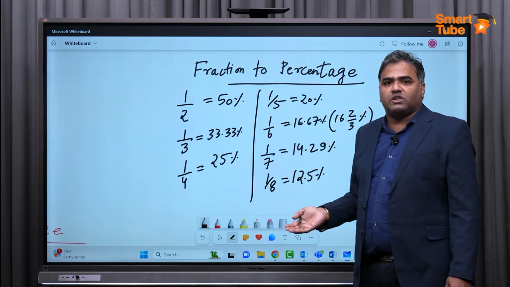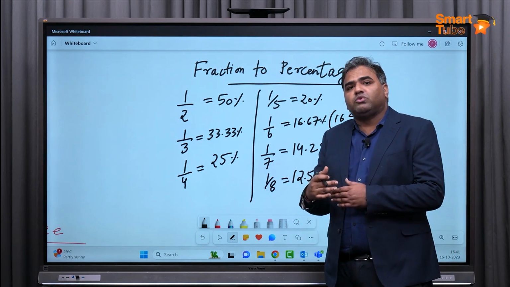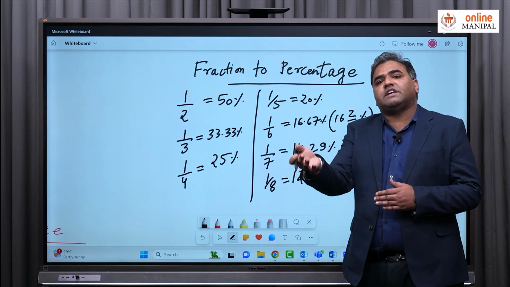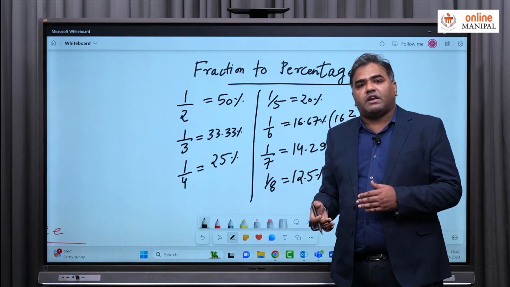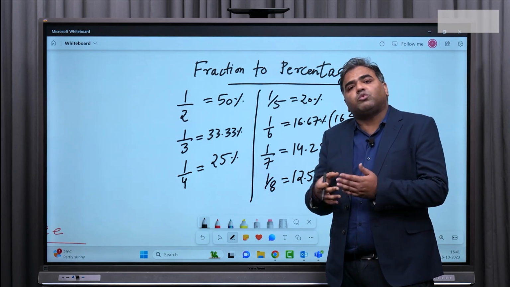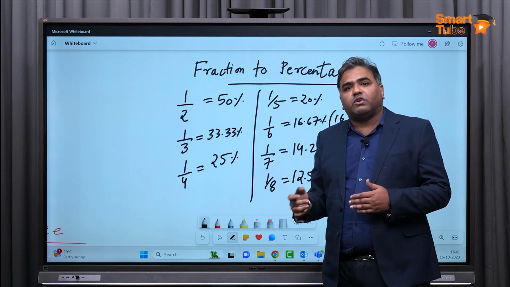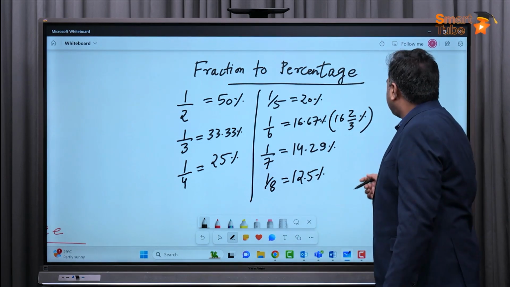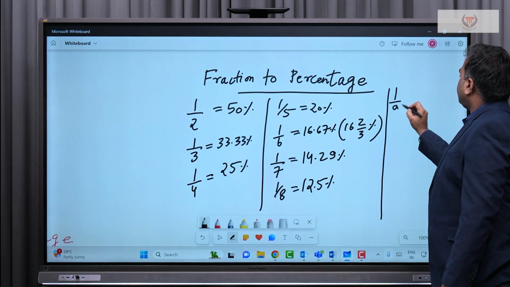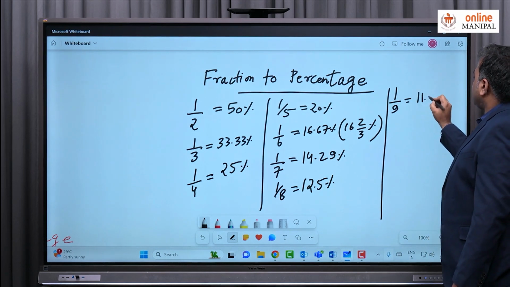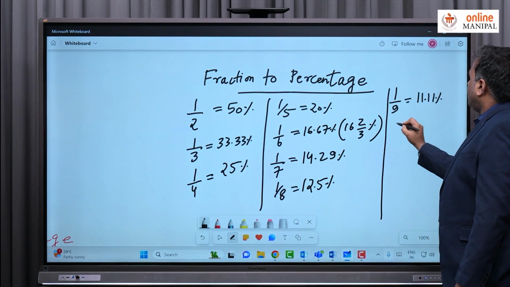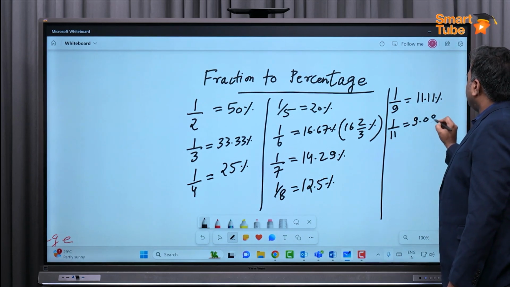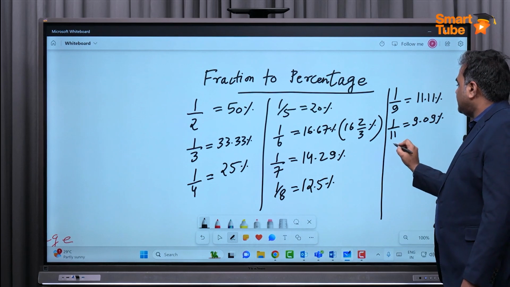These are very basic calculations, like the way you remember the table. If I'm asking you what is 14 6a, so 14 6a is 84. What is 39 square? You're not supposed to use a calculator to get the value 1521. So you have to remember these values, the same way. So 1 by 9 is 11.11%. Okay, 1 by 11 is 9.09%. So you have to remember these values.